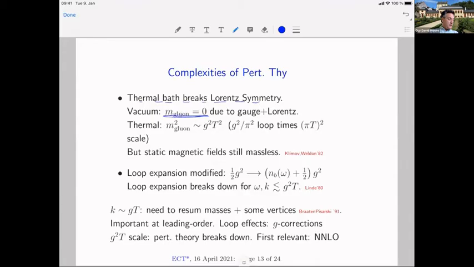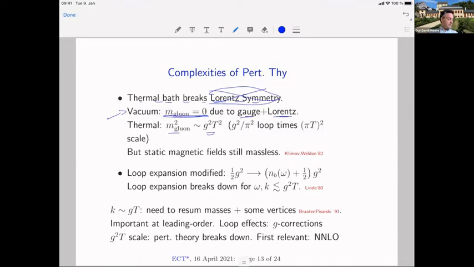But if you have a thermal bath, there went Lorentz symmetry. And so this argument isn't actually valid anymore. And effectively, the gluon is massive in the thermal medium. The mass rises as you increase the temperature. And so this is not at the confinement scale. In a hot medium, it's a much higher energy scale.